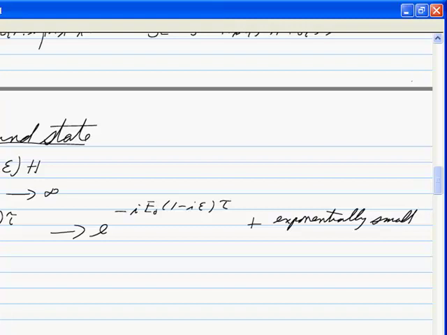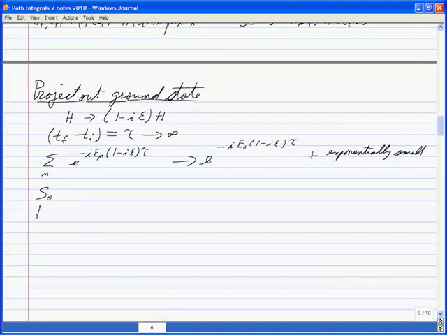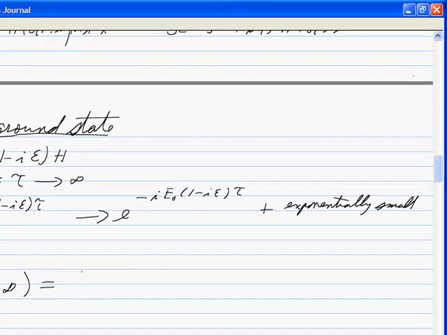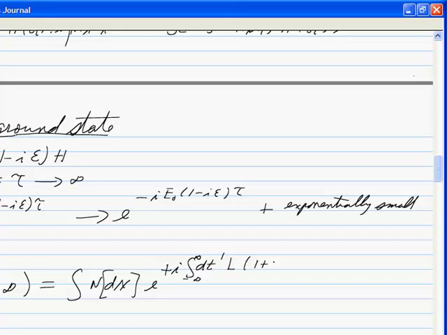So if I do that, I take the integral dx f xi, with t going to infinity. This is then the integral, normalization, dx, e to the plus i integral dt prime from minus infinity to infinity of the Lagrangian with a 1 plus i epsilon. So the Lagrangian picks up a 1 plus i epsilon, roughly, and this turns into psi 0 of x final, psi 0 of x initial, e to the minus i E 0 tau, with tau going towards infinity.